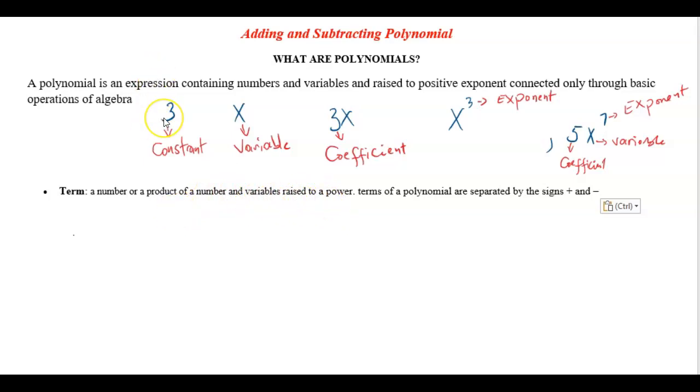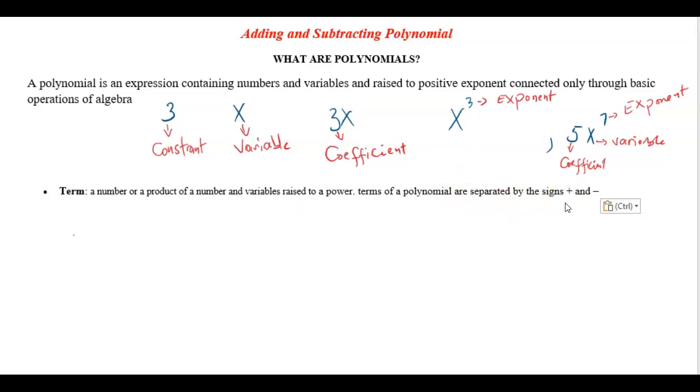So the term can be just a number by itself, like 3, 10, or it can be a variable, x, y, or it could be a number with a variable, like 3x, 7y, and it could be a variable raised to a power, and it could be all together, okay? So a term can be any of those, okay? So what is important about terms of a polynomial? Terms of a polynomial are separated by the sign plus or minus, okay?